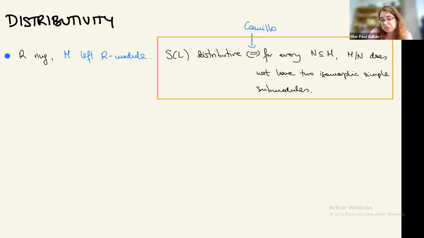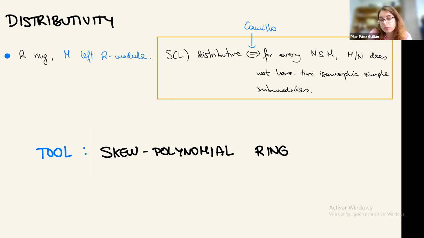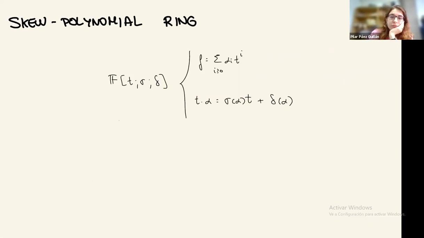So let me speak a couple of minutes about our tool, which is the skew polynomial ring, which already appeared last week in the talk by Suzanne, but let's review it for a couple of minutes. The underlying subspace of this skew polynomial ring will be the same as the usual polynomial ring: linear combinations of powers of this variable t, with coefficients from the field multiplied on the left.